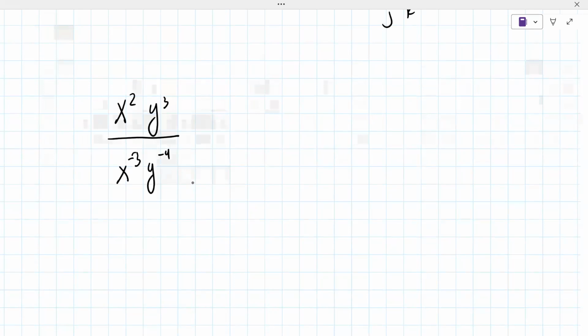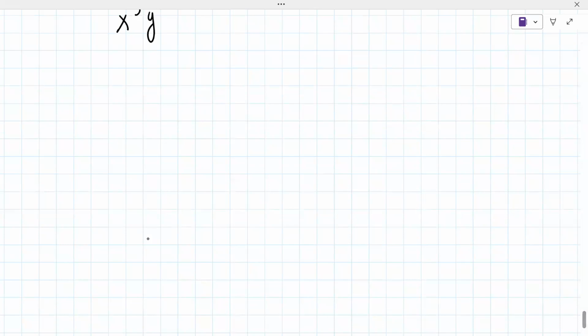All right, go ahead and work this one out, please. All right. Is it x to the fifth and y to the seventh? All right, so you might be wondering why I did that. So I'm going to give you a really, really similar problem here.